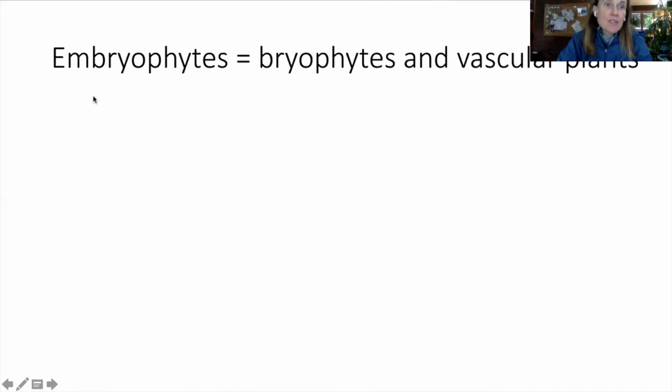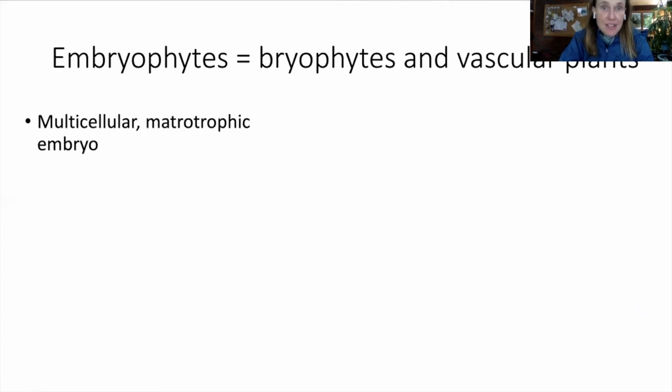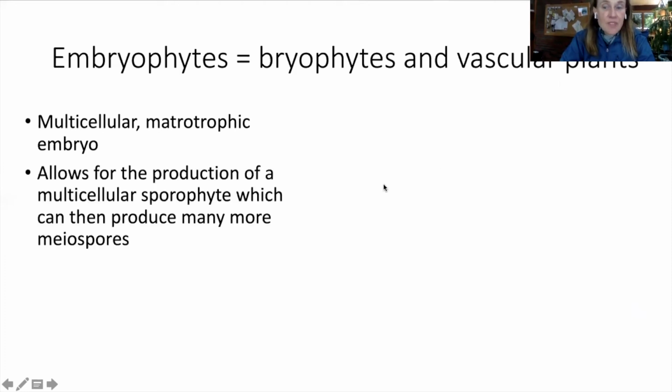Embryophytes is a term we give to bryophytes and vascular plants because they nurture these little embryos in the gametophytes. They have multicellular matrotrophic embryos. And what this matrotrophy allows is the establishment of this independent sporophyte earlier, and it allows it to get bigger and produce more meiospores, right? Because meiosis happens in the sporophyte generation, and the bigger and more established it is, the more meiospores it can produce to produce more gametophyte generations.